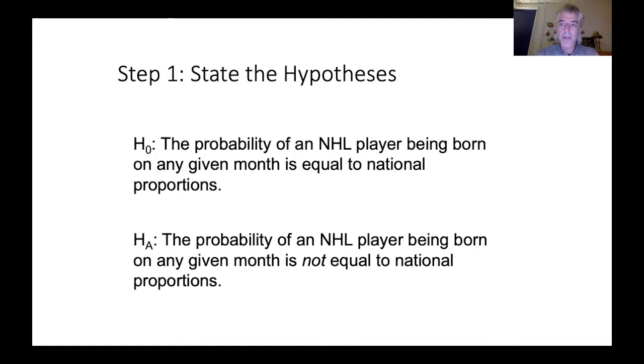Our null hypothesis in this example then is that the probability of an NHL player being born on any given month is equal to the national proportions. What I mean by this is that NHL hockey players are no different than the average population in terms of when they're born. The alternate hypothesis is that the probability of an NHL player being born on any given month is not equal to the national proportions.